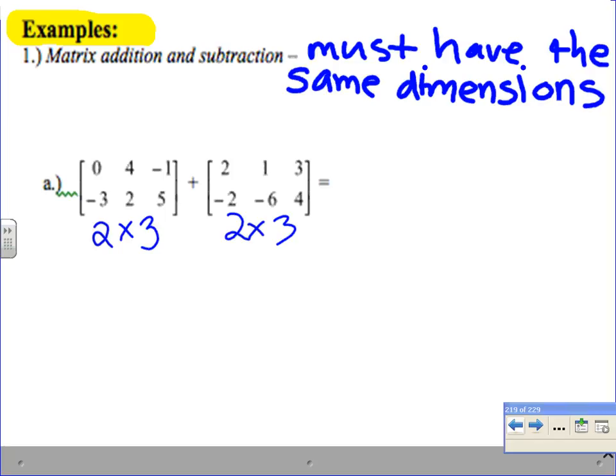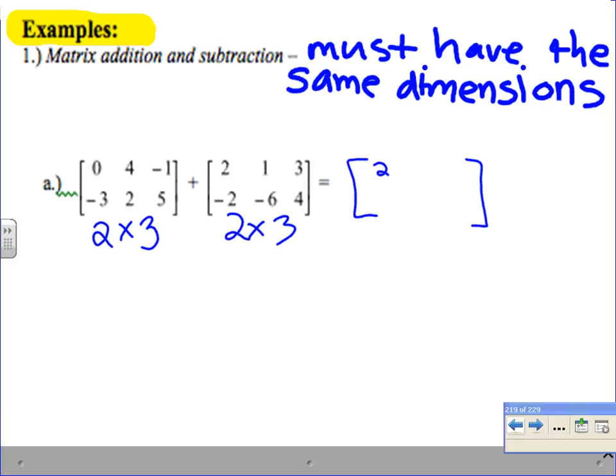Okay. So we're adding them. Anyone have any idea how you add the elements in a matrix if they have the same dimensions? Doug, what do you think? Oh, I'm sorry, you went down. Yes, you're exactly right. So here's what you do.